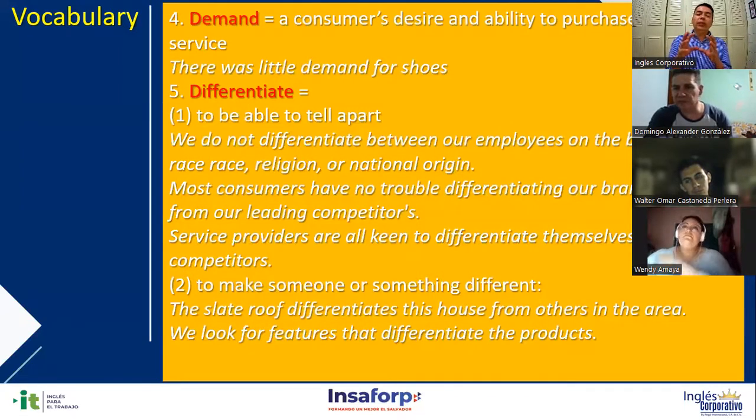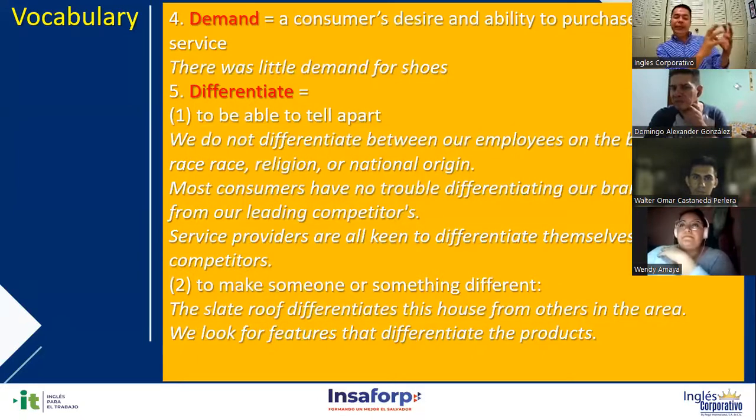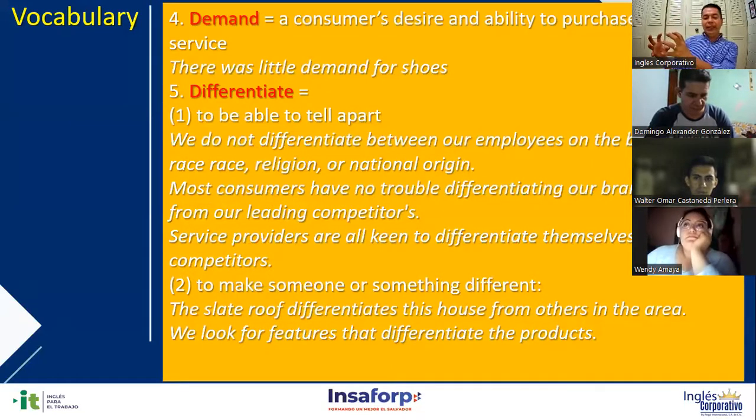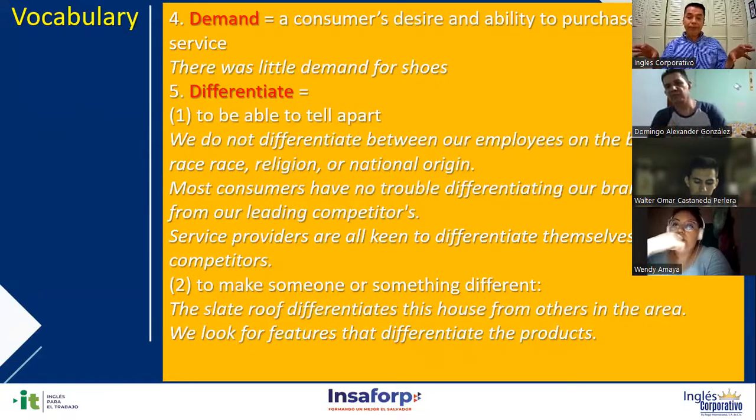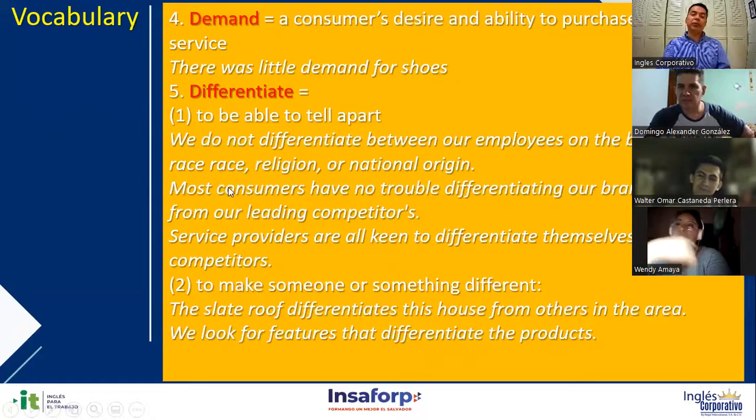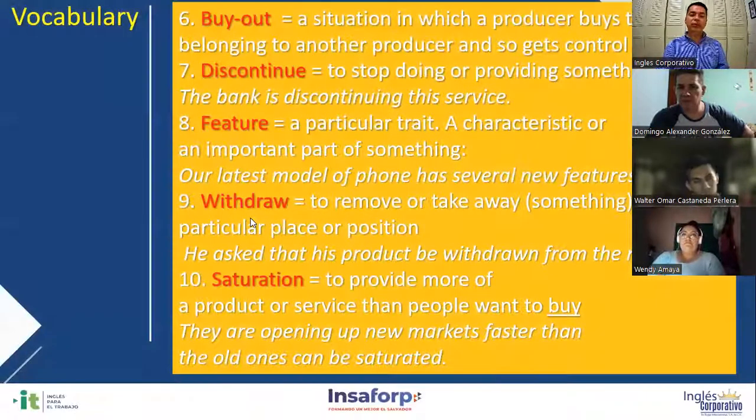So to tell apart is to say, okay, this cereal has this characteristic, and this other cereal has other characteristics. So you can differentiate, you can discriminate the two products and say, this is a product and this is another product. Or maybe beverages: Fanta is this, Coca-Cola is this. So you can tell apart the two products, okay? Good. And here they're talking about how employees must not be differentiated because of race, religion, or national origin. Okay, and the other one is not very important, so we're not going to listen, right?